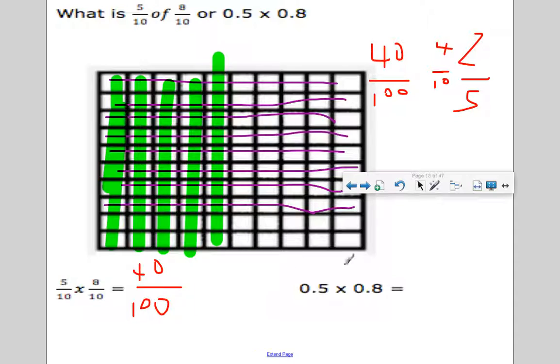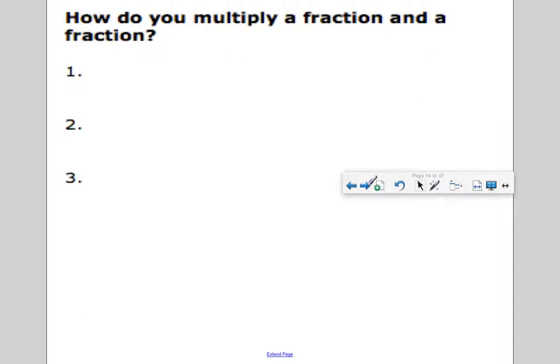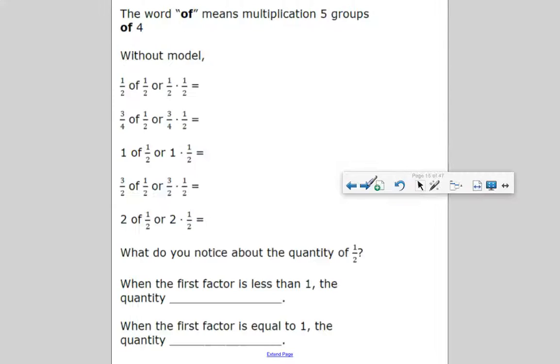And does it work in decimal form? 5/10 is represented this way in decimal. 8/10 is represented by this in decimal. That would be 40 hundredths. 40 hundredths is written this way as a fraction. Simplify, simplify. So how do you multiply a fraction of a fraction? If I give you two fractions, you multiply the numerators across, then you multiply the denominators across, and sometimes you can simplify it, sometimes you can turn it into a mixed number.